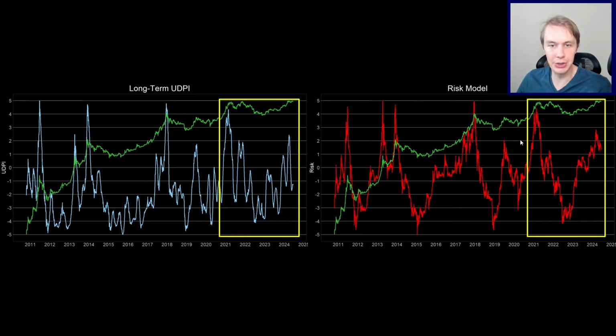So these are just some visual things we can look at that might suggest that there's a possibility that the UDPI could maybe outperform the risk model in different scenarios. But that's all visual. That doesn't mean anything. We need to actually do some backtesting to see what is going on. So let's go ahead and talk about that next.